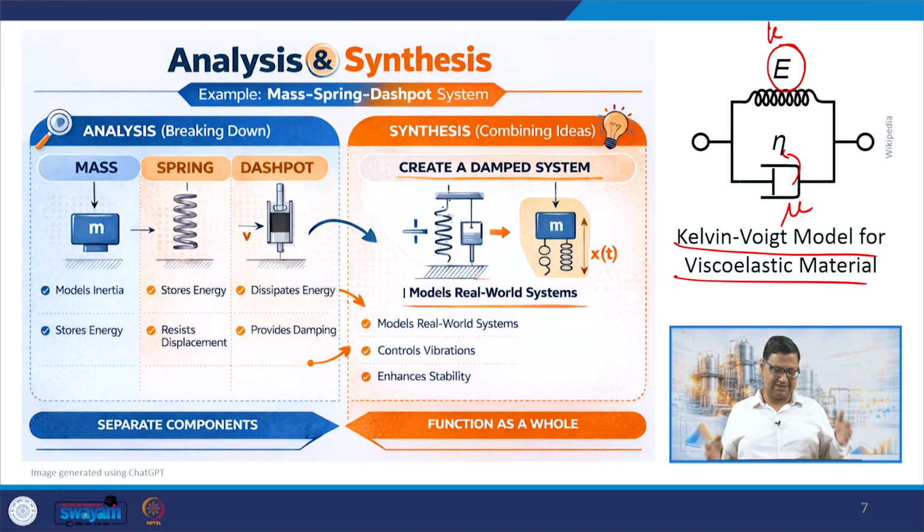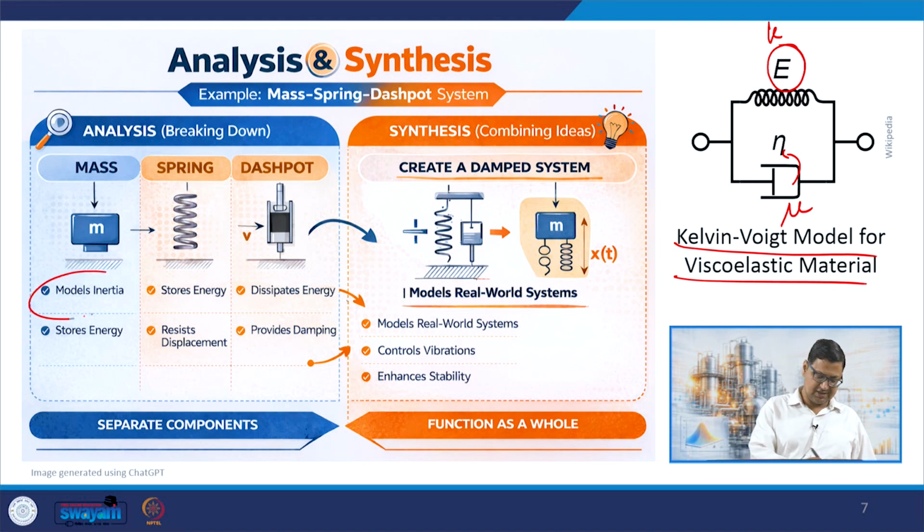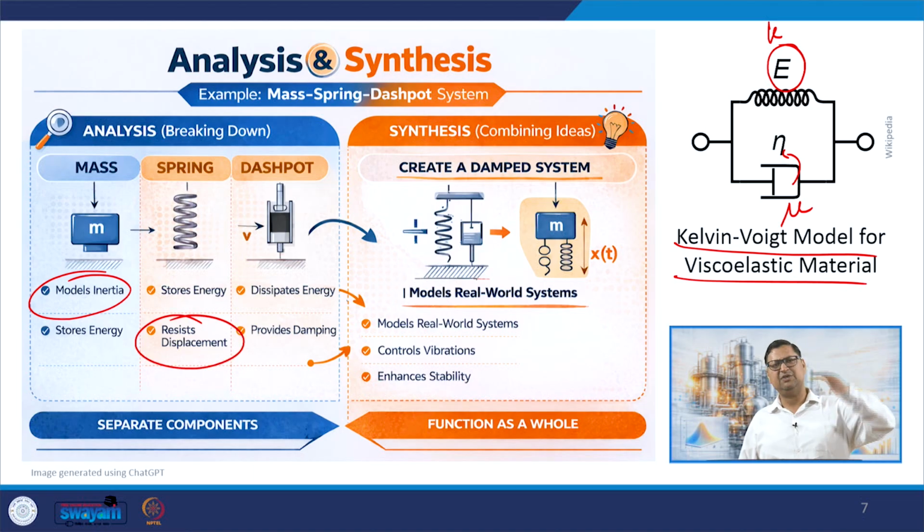breaking down or analysis, and the three components are playing their role which we understood when I showed you what will happen if I change mass, what will happen if I change K, what will happen if I change the viscosity and things like that. The first component gives rise to the inertial effect. The second component is providing a restoring force. It resists the displacement. So, the equilibrium position is determined by the spring constant. And the last one provides the damping.